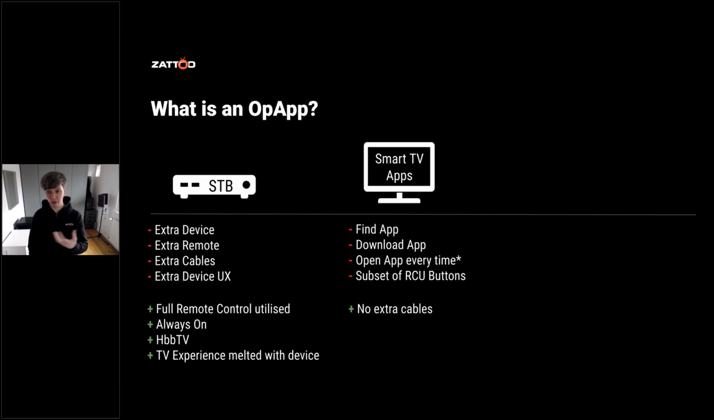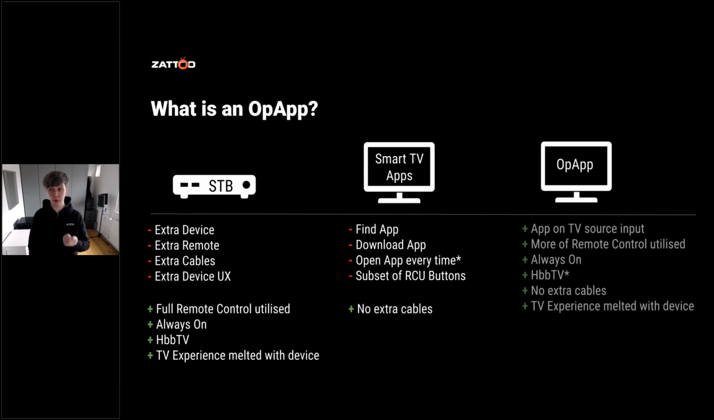So how does that now bring us to the operator app? Well, basically, we meld all the good things of both into one experience. For the operator app, we only have the app set on the TV source input, just like you would have your HDMI input when the box is connected, and the app would live on that input on your TV via the source. You can have more of the remote control buttons utilized for that TV.